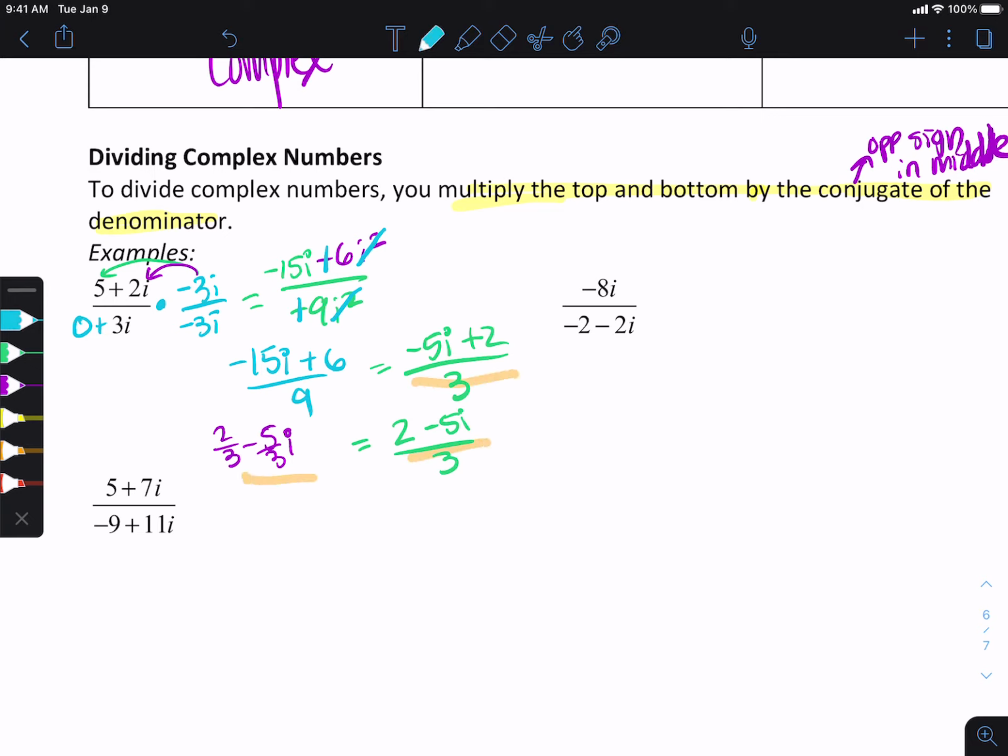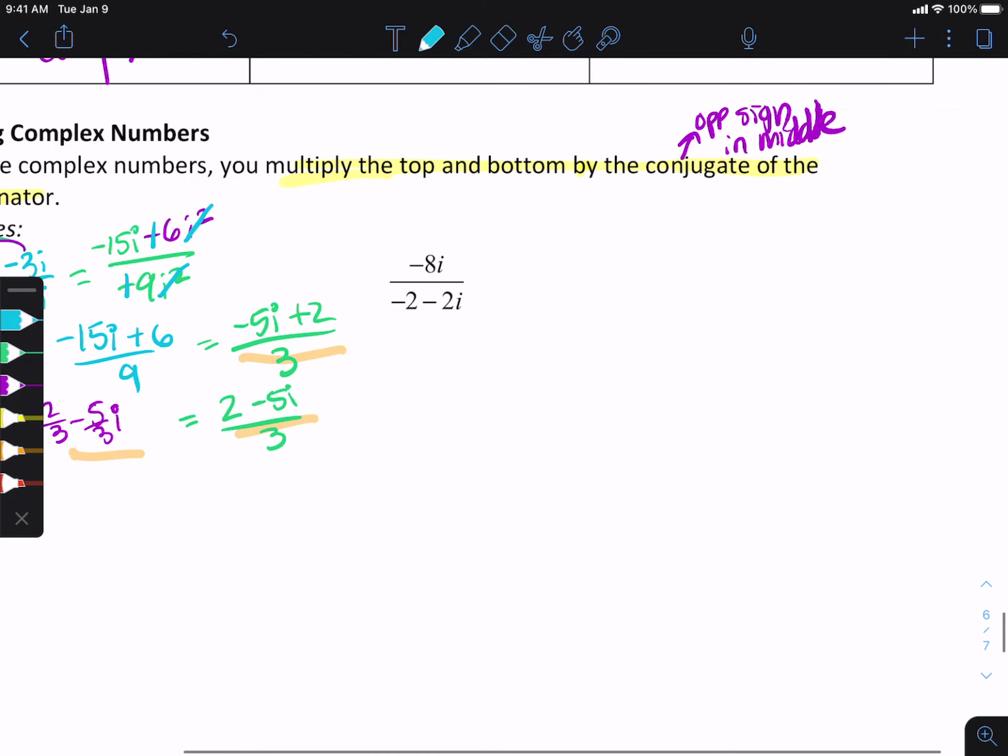Okay? So if we look at the next one, we have to multiply by the conjugate, because on the denominator we have a binomial. So we're forced to multiply by the conjugate. So we're going to multiply by negative 2 plus 2i on top and on bottom. Right? So when we multiply by the conjugate on the bottom, it will get rid of our i values. So we're going to multiply on top.